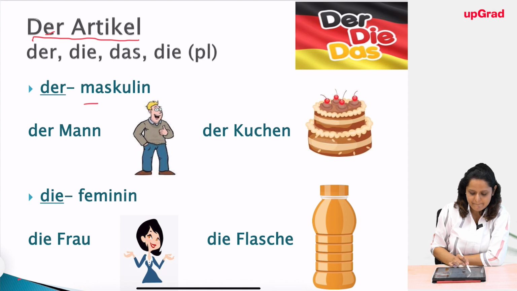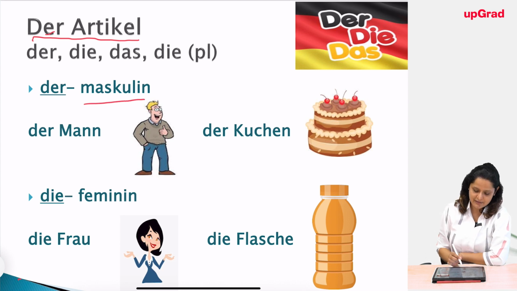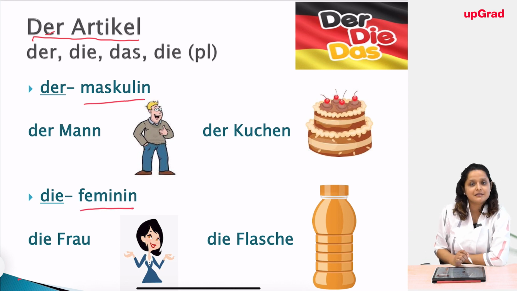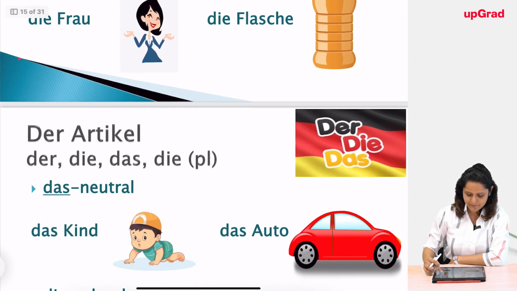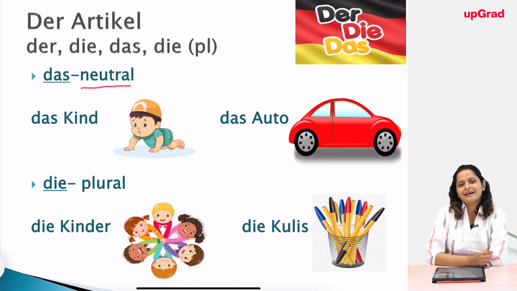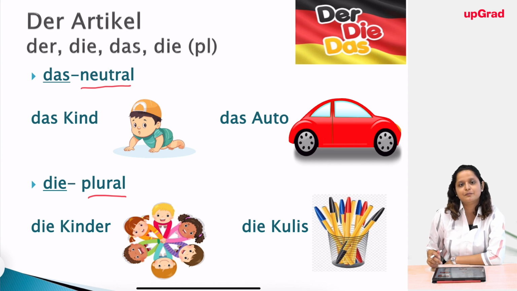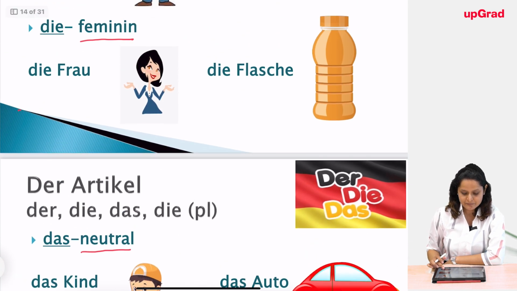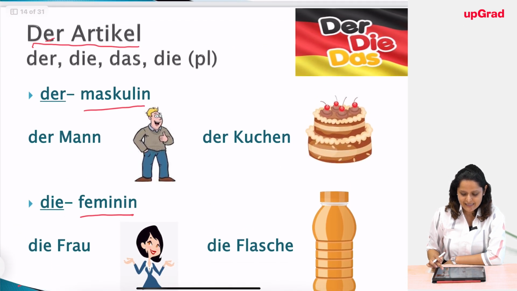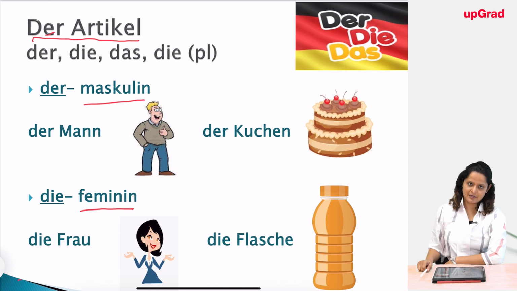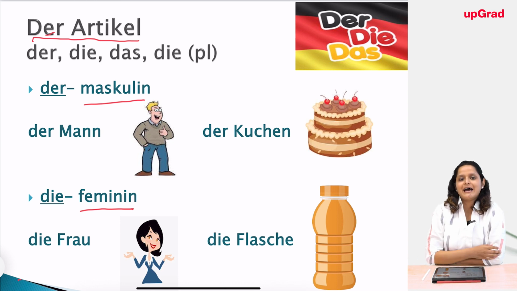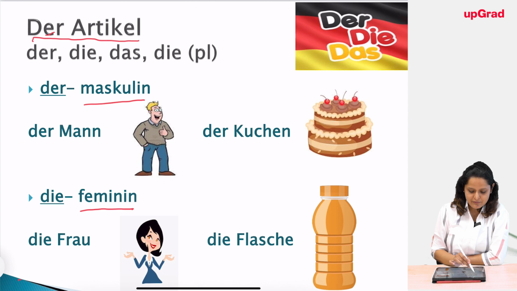We have masculine, which are masculine nouns. We have feminine, which are feminine nouns. We have neutral, which are neutral nouns. And finally, we have the plural form of nouns. Okay, so let us start with the masculine nouns first. The article that denotes the masculine noun is der.